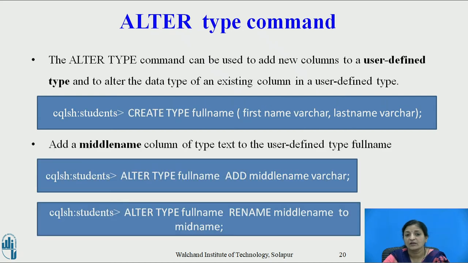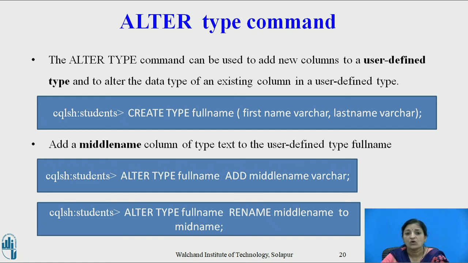Now let's see alter type command. Alter type command can be used to add new columns to a user defined data type and to alter the data type of an existing column in a user defined type. So let's first create a user defined type using create type query. So create type full name. Full name is the user defined type with two attributes, first name and last name, both of type varchar.